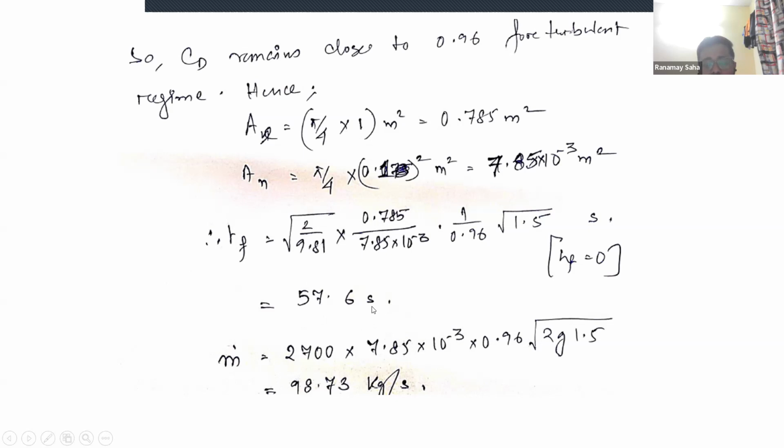Then the other question was to find the mass flow rate discharged through the nozzle. How do you find it? It is rho A V, isn't it? The nozzle area is 7.85 into 10 to the power minus 3. You can see here, this is the nozzle area. You put it here. This is the density of the molten metal. This is the velocity, CD into root 2g into total height, 1.5. This gives you the mass flow rate as 98.73 kg per second.